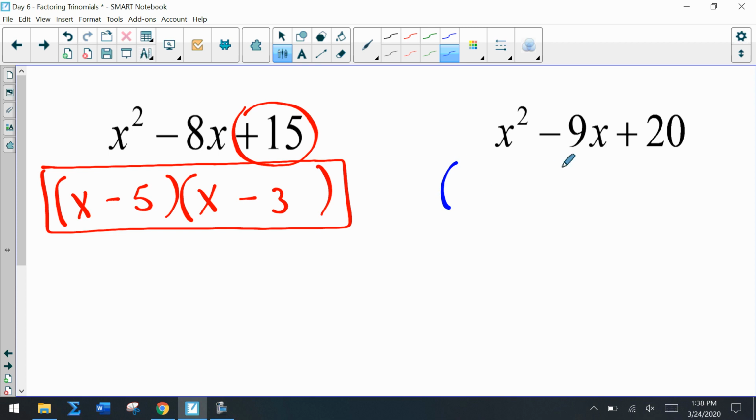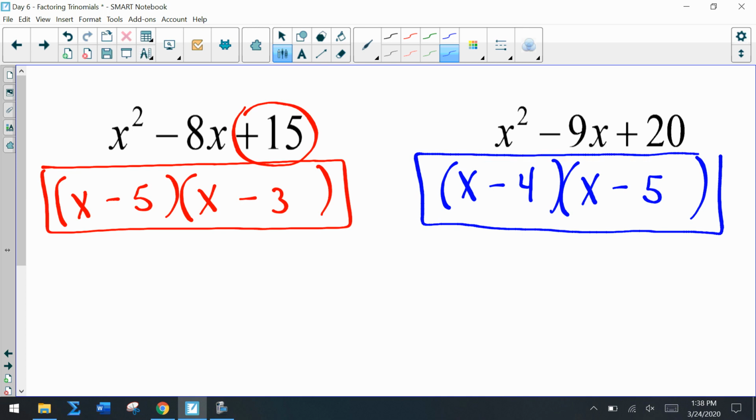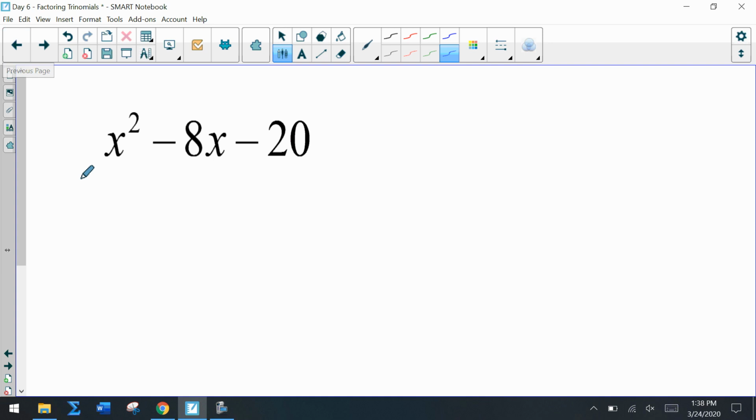Let's look at this next one. Factors of positive 20 that add up to negative 9. Factors of the last term that add up to the middle term. X minus 4, x minus 5. Negative 4 times negative 5 gives us positive 20, and negative 4 plus negative 5 gives us negative 9. Okay, how about this one? So pause and try this one out on your own.